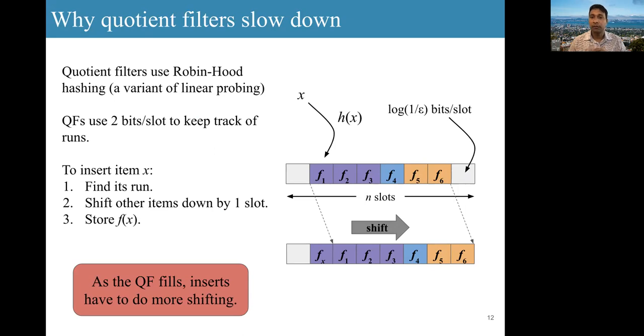To insert any item, we first determine the home location or the home run of that item. And in order to make sure that all the fingerprints that belong to the same run are stored together, the quotient filter needs to shift existing items down by 1 slot to make space for the new incoming item. In this case, to store the item X, the existing fingerprints from F1 to F6 are shifted by 1 slot to the right, and the new fingerprint FX is stored to make sure that all the fingerprints in purple are stored together. The number of items that are shifted during an insert operation becomes larger and larger as the data structure becomes full. This is the main reason behind the slowness of the insertion throughput when the data structure becomes full.